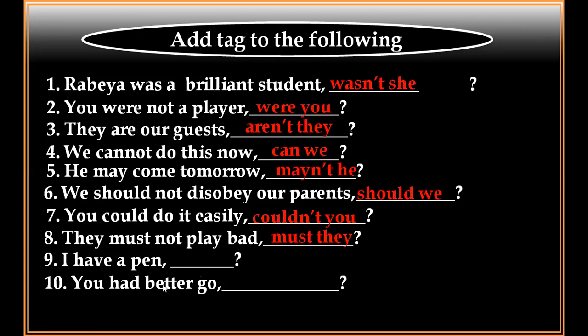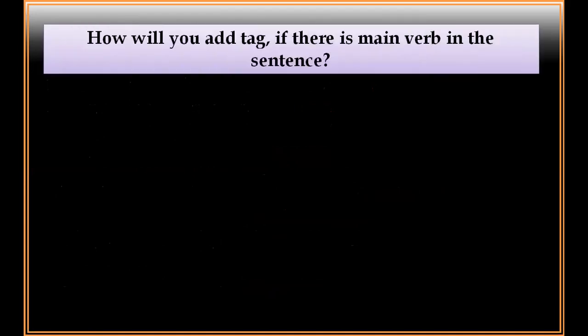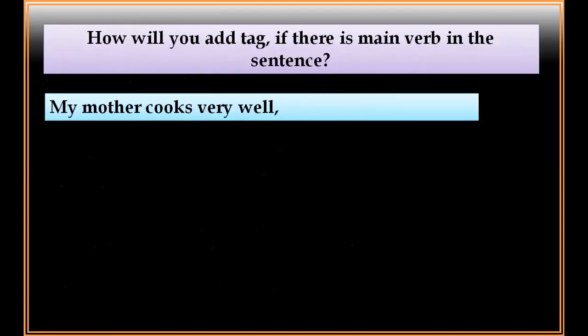I have a pen. That is affirmative. That's why don't I. You had better go. Here, had better go, so hadn't you? That is one kind of modal auxiliary. Hadn't you? Now, how will you add a tag if there is a main verb in the sentence?